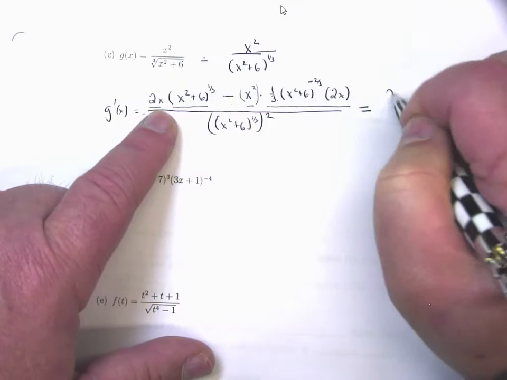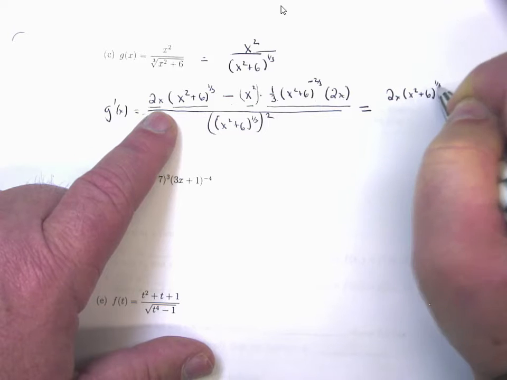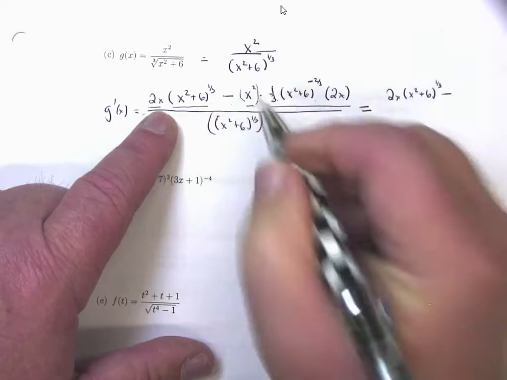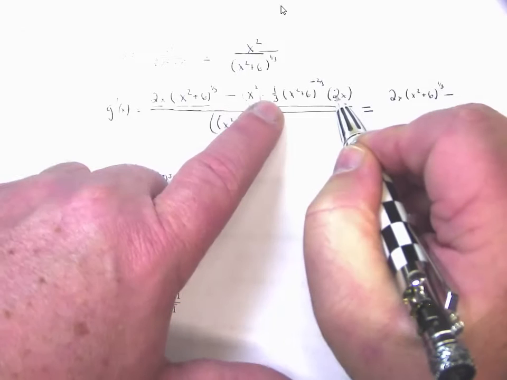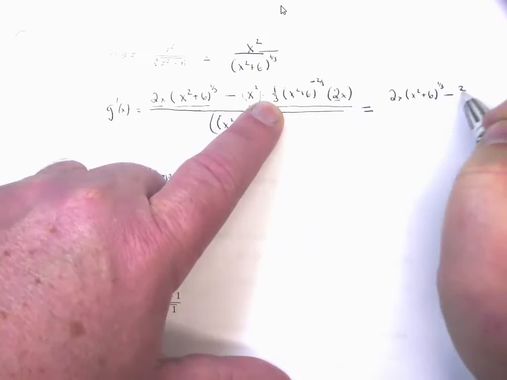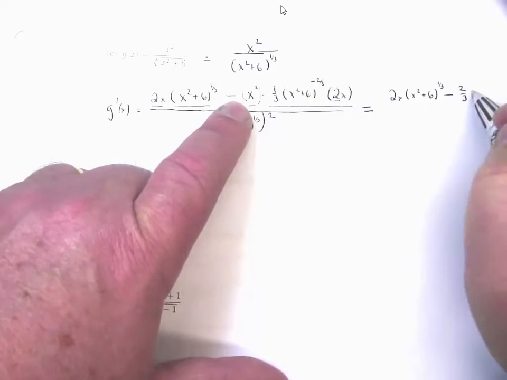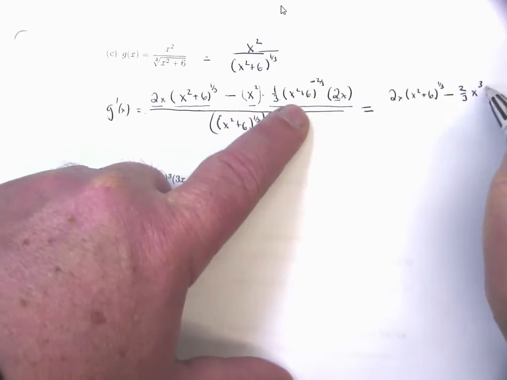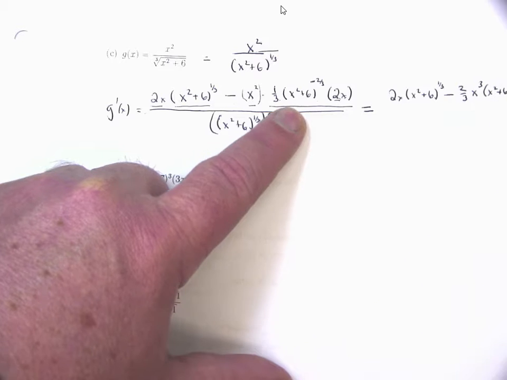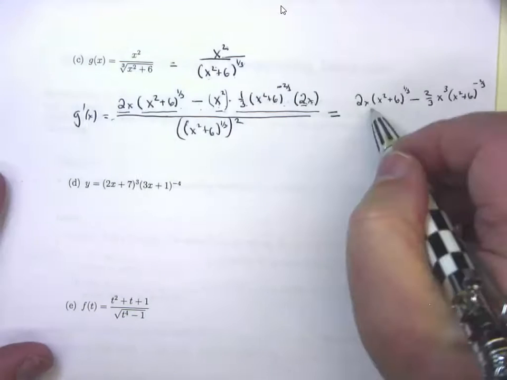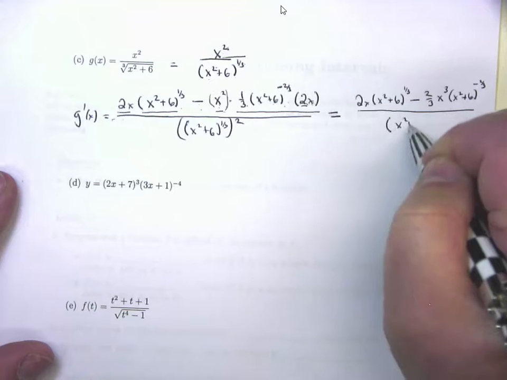This would be 2x times x squared plus 6 to the 1/3 power, minus, I can group together stuff. First off, the 2 times the 1/3 makes it 2/3, put my constants together. The x squared times the x makes it x cubed, and then I still have this x squared plus 6 to the negative 2/3 power there, okay? All over the bottom, x squared plus 6.